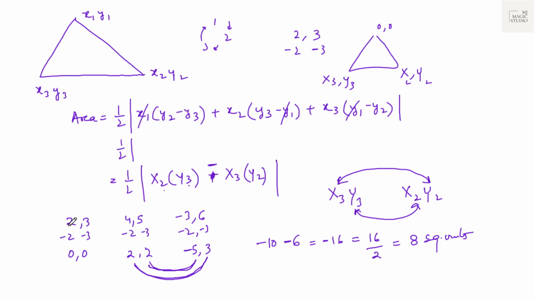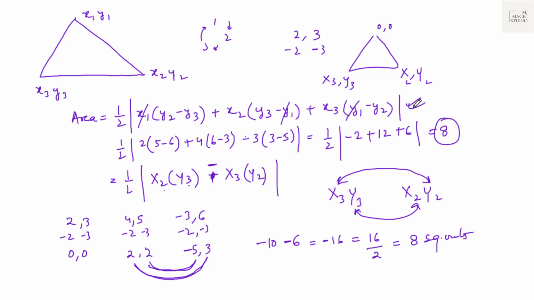So that would be half into, if I am starting with this, 2 into 5 minus 6 plus 4 into 6 minus 3 minus 3 into 3 minus 5. Let's check. This will be half into, this is minus 2, 3 fours are 12 and this is minus 2 plus 6. So you can see this is 18 minus 2, 16. 16 by 2 is 8. So instead of remembering this formula, you can use this concept in the Cartesian coordinate system and very easily, in no time, you can find the area of the triangle formed by the three given points on the graph.